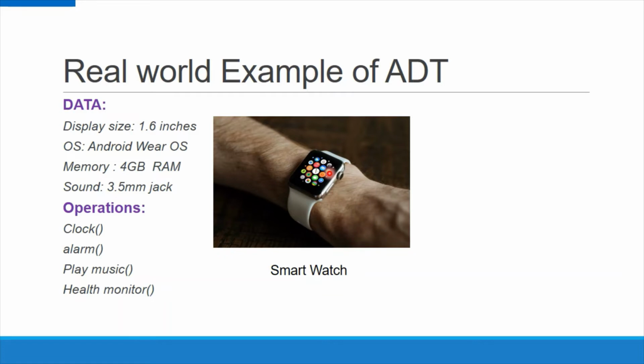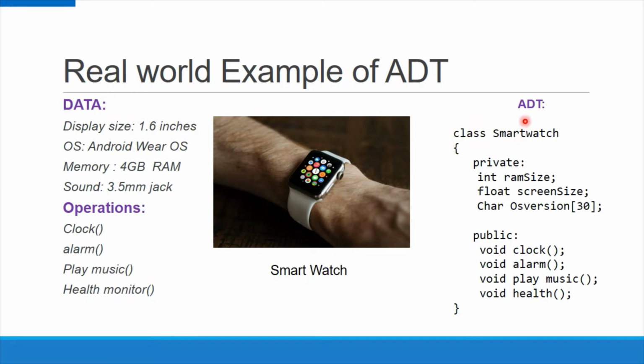Health monitoring options are present in your smartwatch. If you click that, definitely that information like heartbeat rate, your pressure level, sugar level, everything will be displayed. Here also we are not bothering about what type of sensors are used internally, what coding is written. So all those things we are not bothering about. Now we'll see the ADT of the smartwatch.